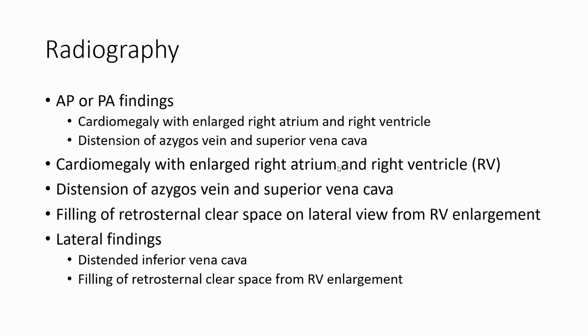On chest radiograph, AP or PA, we can find cardiomegaly with enlarged right atrium and right ventricle, and enlargement of the azygos vein and superior vena cava. On the lateral view, there is filling of the retrosternal clear space from right ventricle enlargement, and distended inferior vena cava.